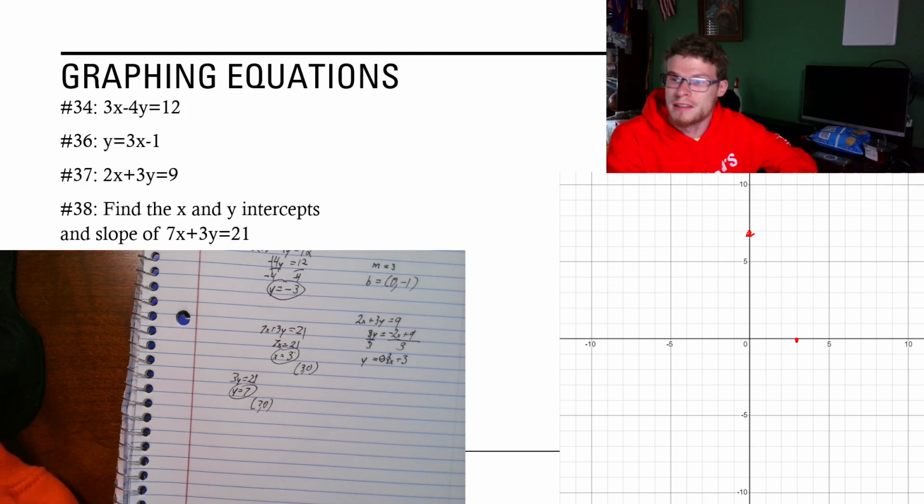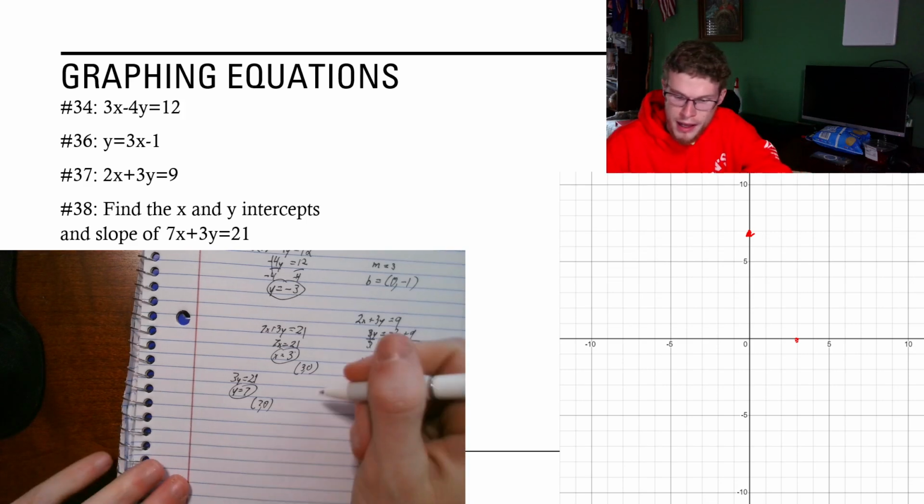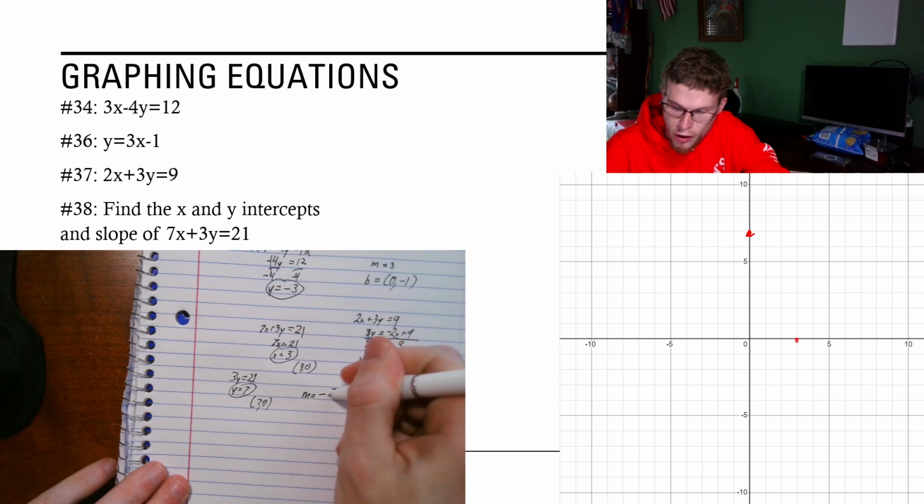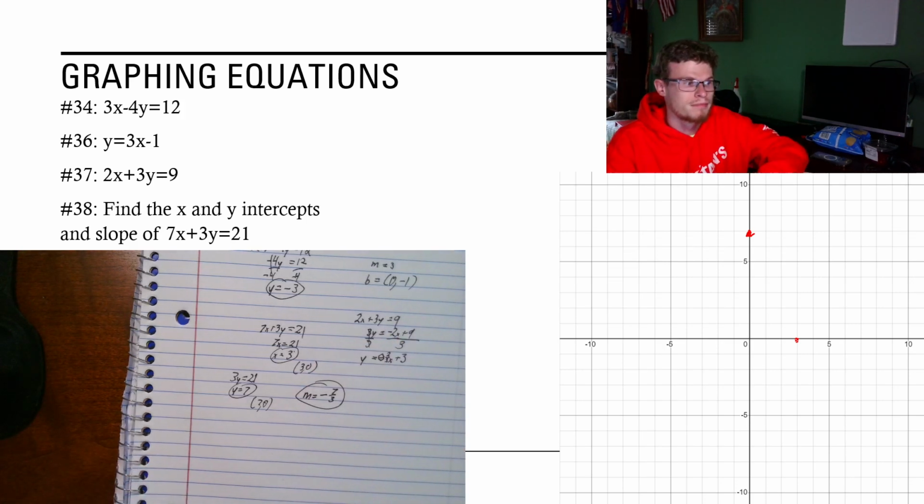And then let's do our rise. Our rise is going to go down, so it's going to be a negative value. 1, 2, 3, 4, 5, 6, 7 over 1, 2, 3. Okay, so that means that our slope is negative 7 over 3. Okay? Negative 7 over 3. That is our slope.